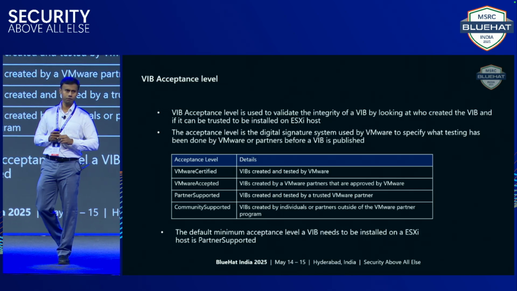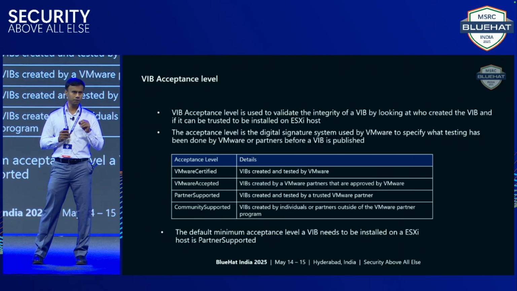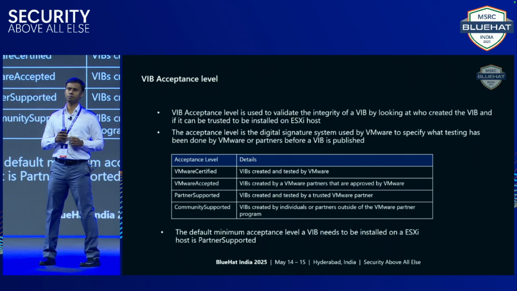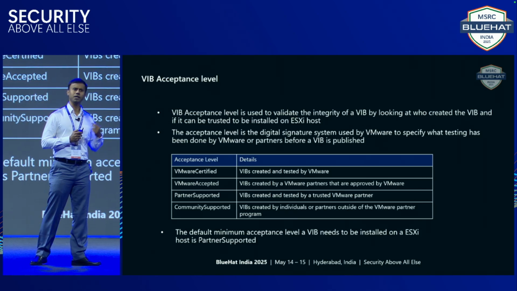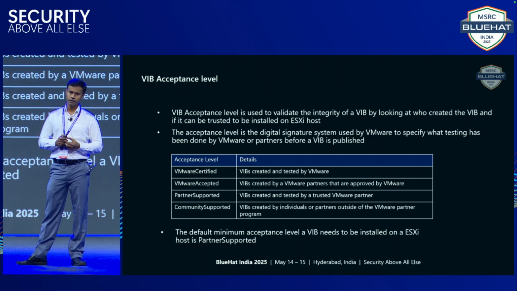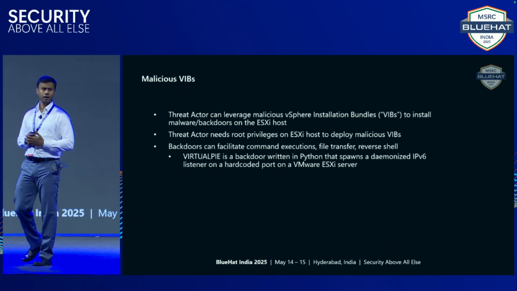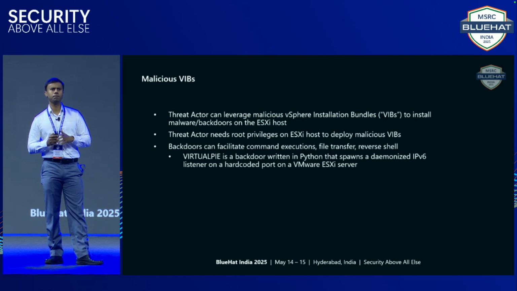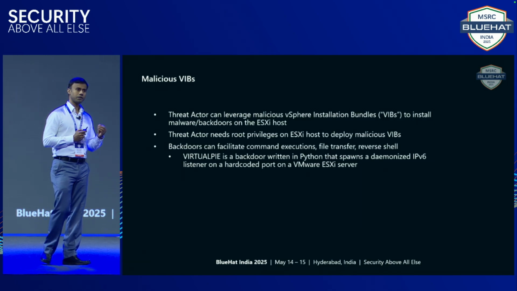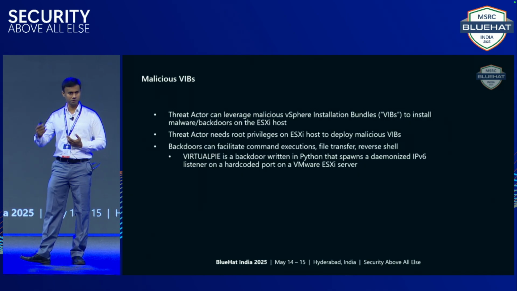In the default configuration in ESXi, partner supported VIBs are the minimum acceptance level. But at any given time, with administrator permission, someone can change the minimum acceptance level. As I referred earlier, ESXi operates in an in-memory file system. So what it means is, not all installations persist after rebooting the ESXi host. However, if the installations are through VIB files, then predominantly that can persist.